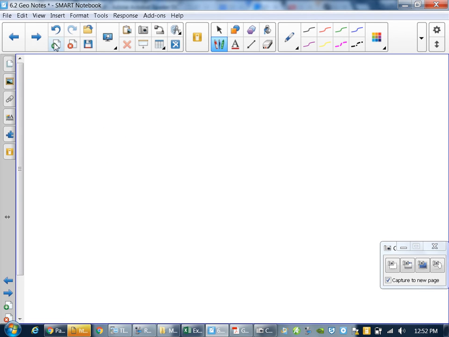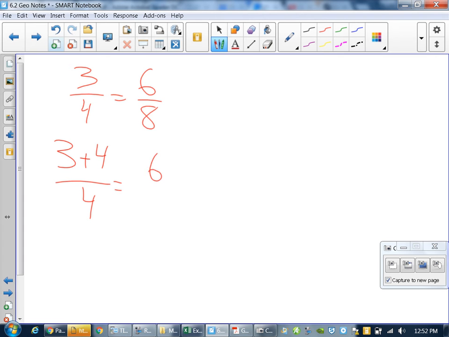Another property. Watch what happens here. What did I do between those two steps? What did I do from the original on the second one? I what? You said it. I add the bottom to the top. I added the value of the denominator to the numerator. I added the bottom to the top, and I did that to both sides.